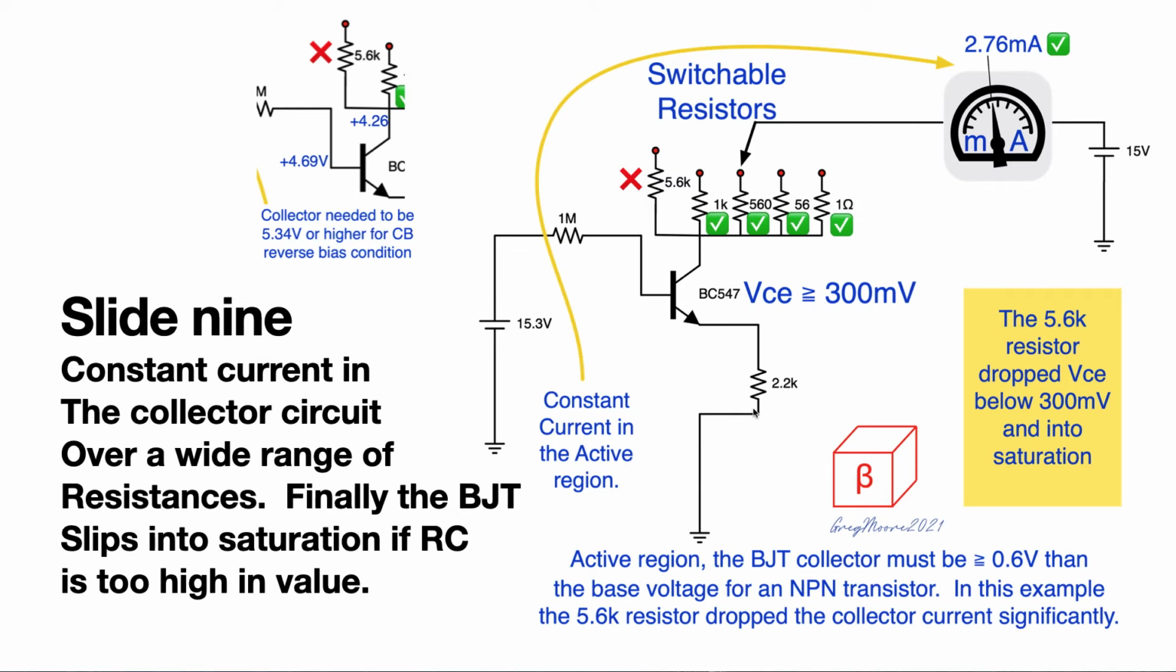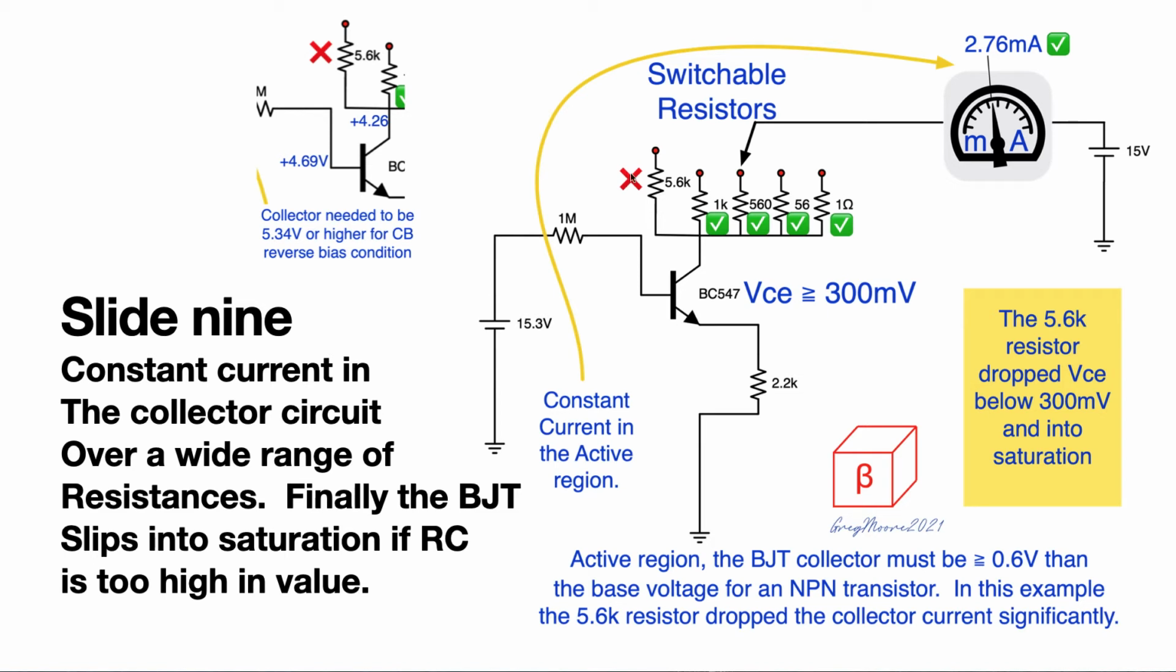And I said to make that indelible in your mind, because this is what sets the collector current. This is what sets the emitter current, and the IE is equal to IC, so therefore IC is set by this, not by its own resistances. I've got a milliamp meter here in the collector, 15 volt supply. At 1 ohm, tick, 2.76 milliamps. 56 ohms, tick, the same. 560 ohms, the same. 1k ohm, the same.